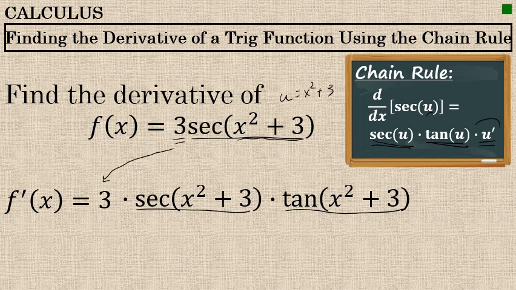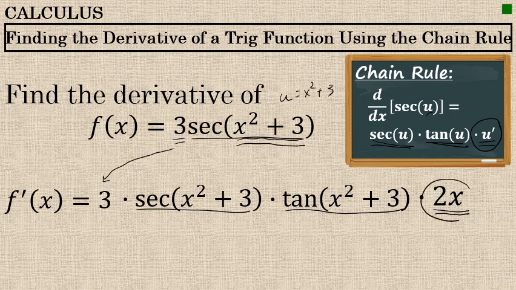But that's not all. We have to include a factor of u prime, which in this case, the derivative of x squared plus 3 is 2x. So this is the derivative, 3 times the secant of x squared plus 3 times the tangent of x squared plus 3 times 2x.